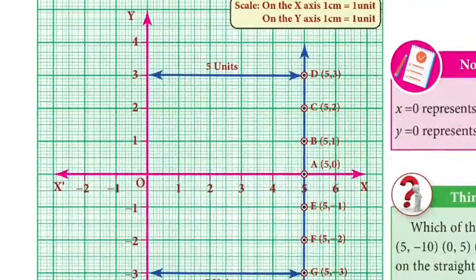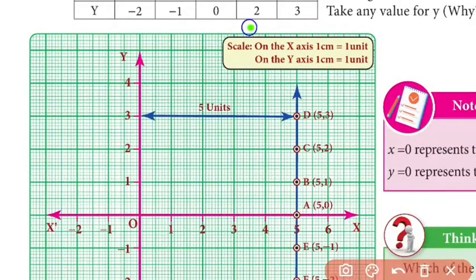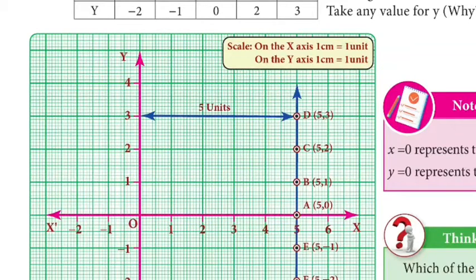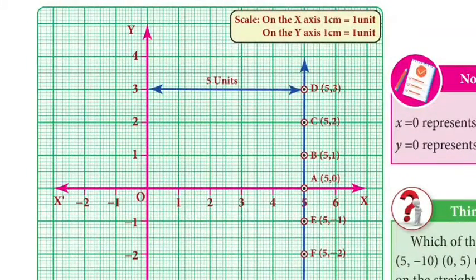In this graph, first you should write the scale: x-axis 1 centimeter equal to 1 unit. In every 1 centimeter we take only 1 unit. Similarly y-axis 1 centimeter equal to 1 unit. Okay, next draw the x-axis and y-axis. I mark the centimeters 1, 2, 3, 4, 5, 6.